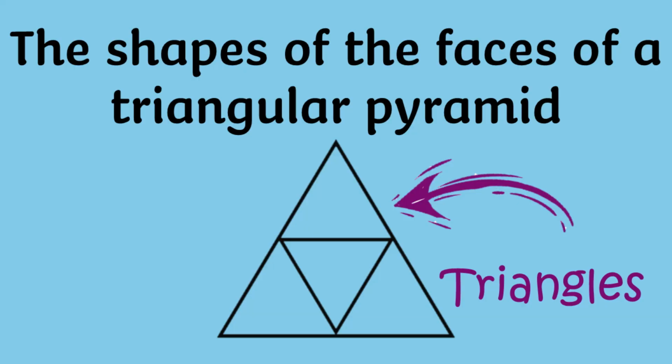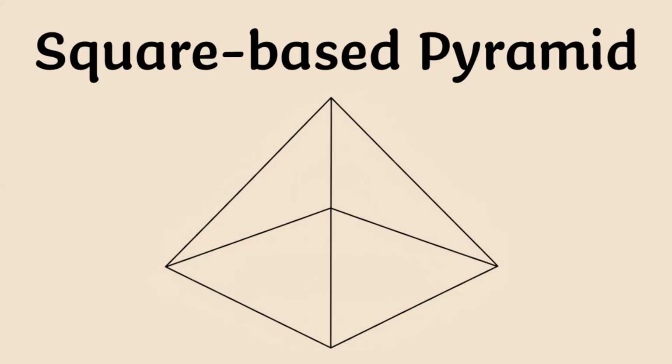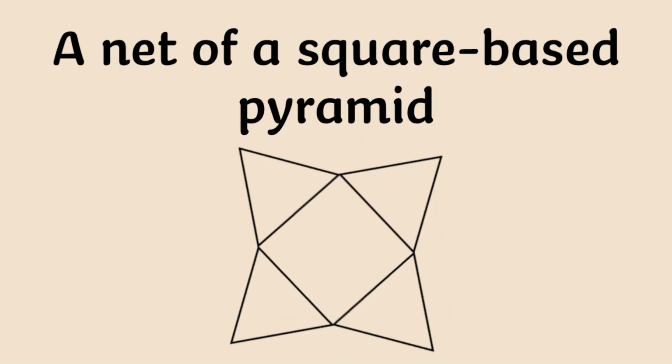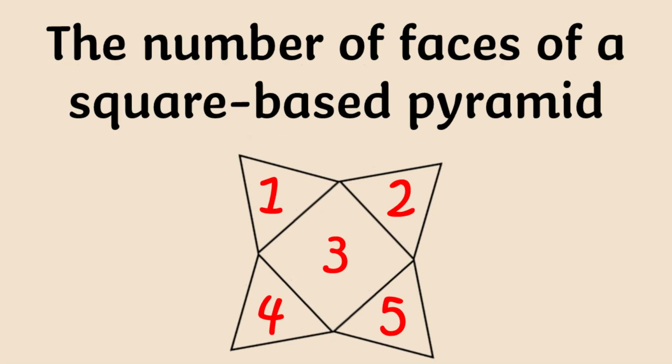You can create any type of pyramid with any polygon. For example, the square-based pyramid. This is an example of a square-based pyramid's net. It has 5 faces, and the shapes of the faces are a square and triangles.